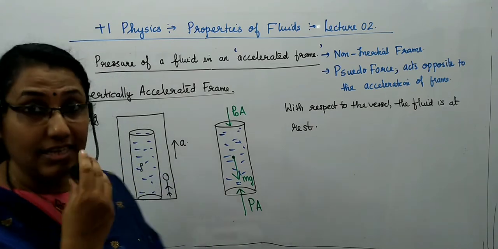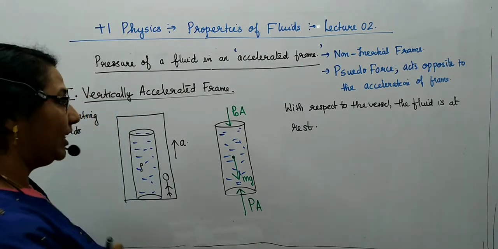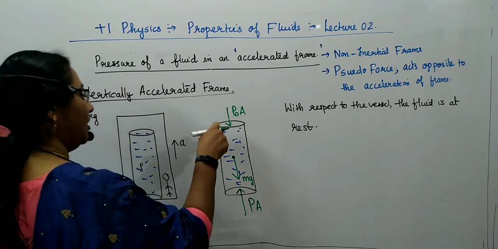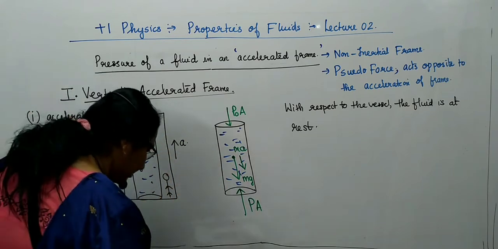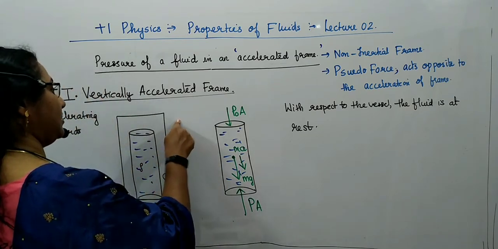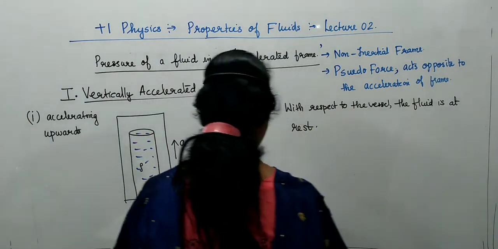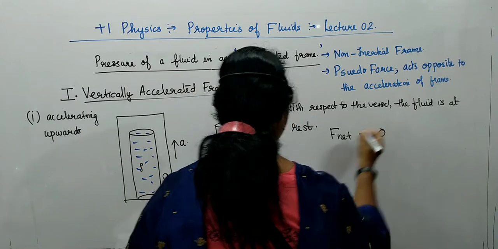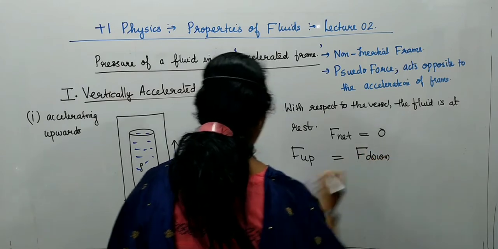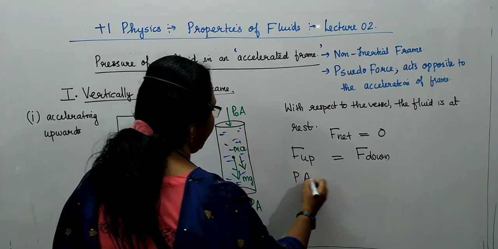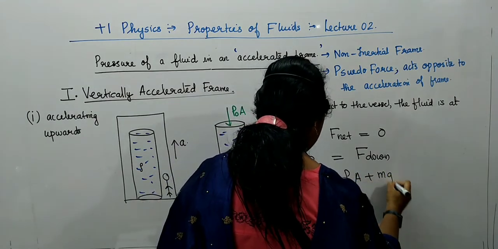We know that. And since the frame is an accelerated frame, a pseudo force acts, which always acts opposite to the acceleration of the frame. The acceleration is upward, so the pseudo force is downward, MA. Clear? Mass of the fluid into acceleration, downward. And the fluid is at rest with respect to the vessel, so the net force is equal to zero. The net upward force is equal to the net downward force. What is the upward force? Only a single one, PA, which is equal to the downward forces: P0A plus MG plus MA.